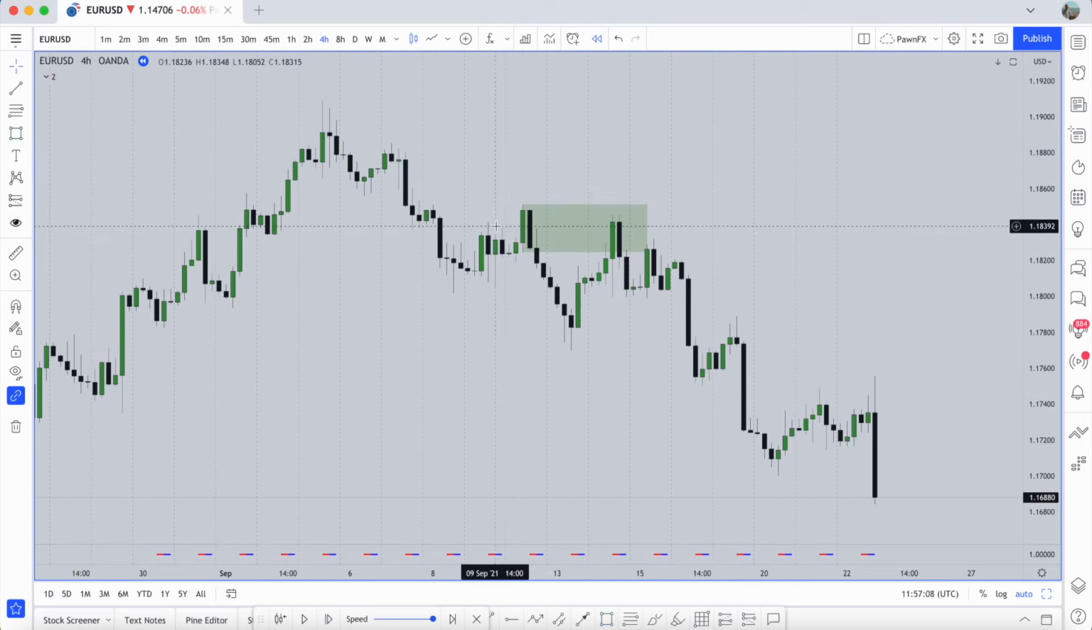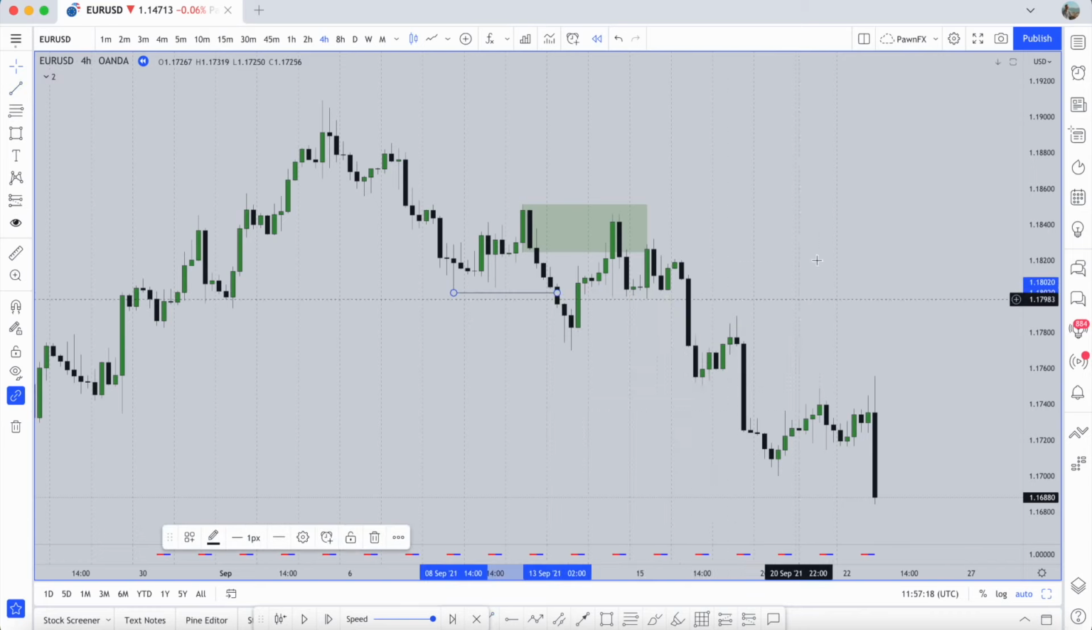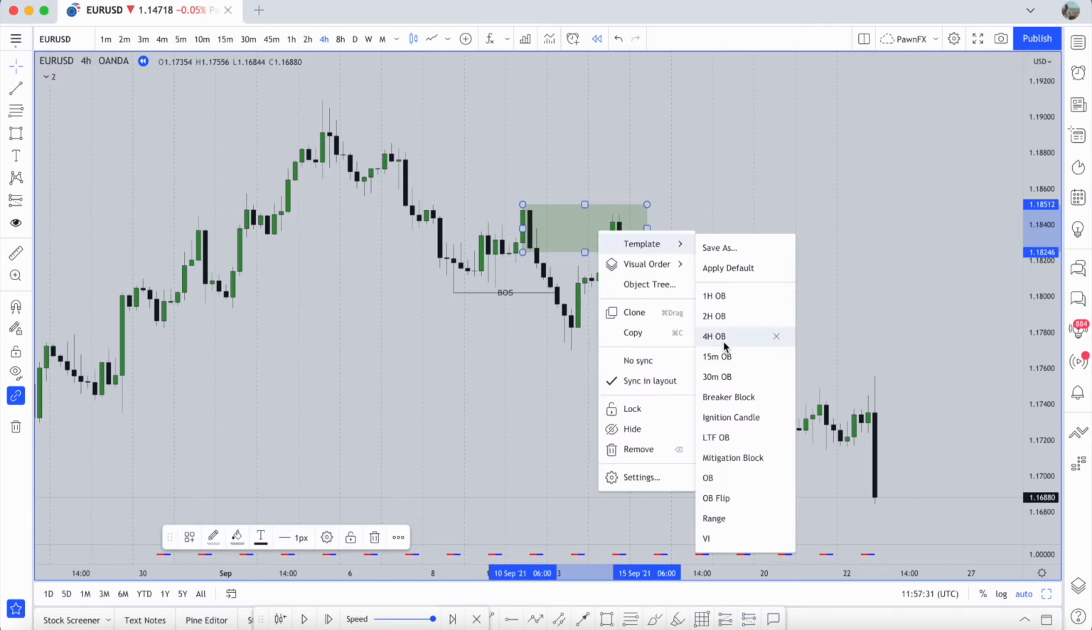What we can see is we have liquidity resting above this high. We have ran these highs, and then we've pushed to the downside, giving a break of structure, okay? Break of structure, great. So we've swept liquidity, then we've broken structure, and now we are returning back into this order block, okay? So this is a 4 hour order block. Let's just mark that off as a 4 hour order block.